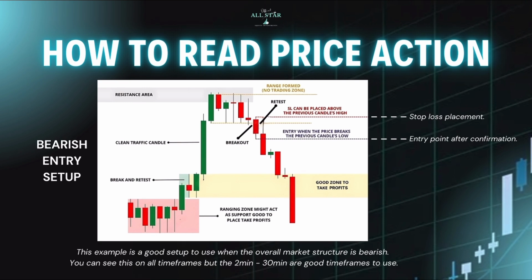Now from there, we see a range formed, and this is going to be a no trading zone. Essentially, after hitting the resistance area, the price begins to move sideways and forms a consolidation range, and you can see that at the very top of the chart. During this phase, there is no clear direction, and it's considered a no trade zone because you're not exactly sure what the stock will do next.